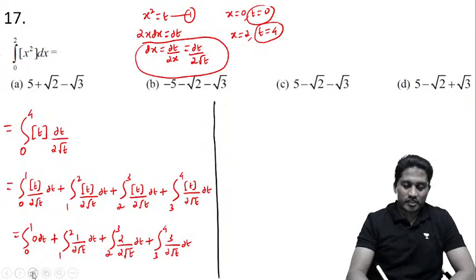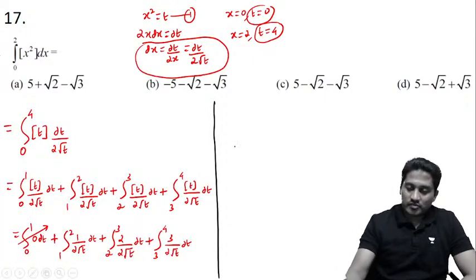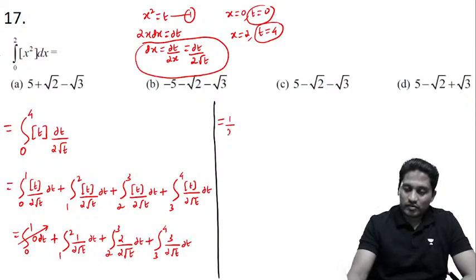Okay, now integration of 0 is 0. So this is 1 by root 2, 1 by 2. Integration of root x is 2 root x between the limits 1 to 2. 2 and 2 cancel. Integration of 1 by root x is 2 root x between the limits 2 to 3.